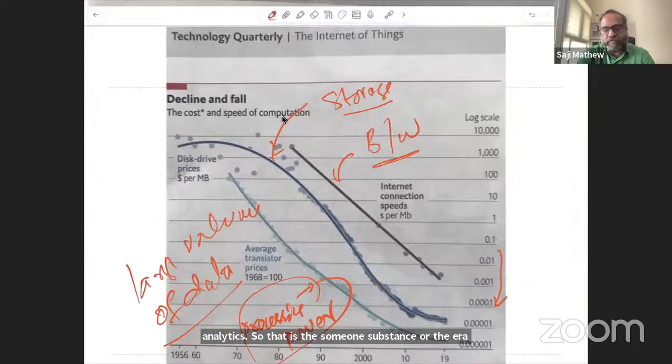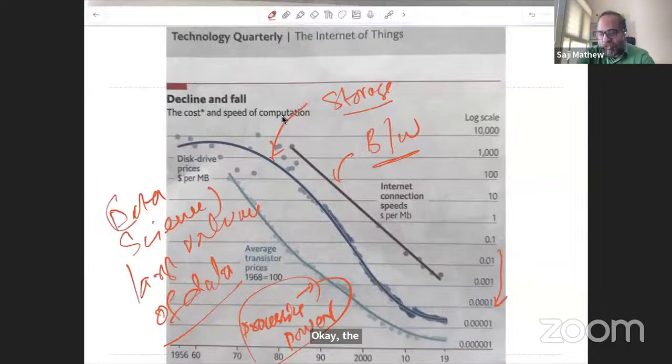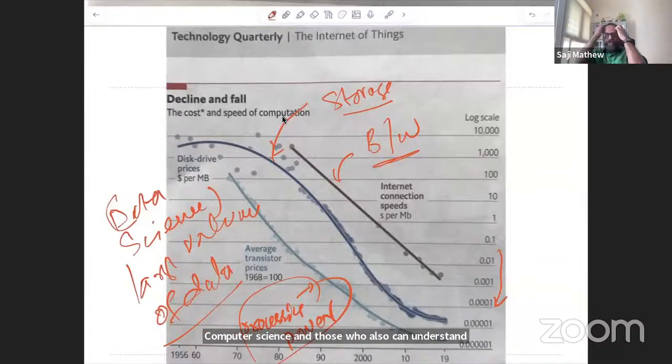And the other favored term today is, of course, data science. Data science, a terminology originating from computer science. So data scientists are those who are familiar with algorithms and computer science, and those who also can understand business problems, or problems of the world, and solve those problems using data and algorithms. So that is the new field of data science, and the demand for that is growing.